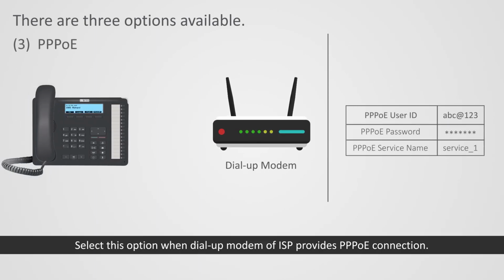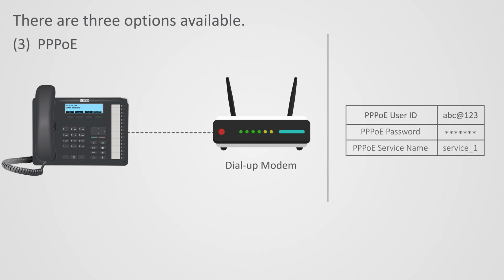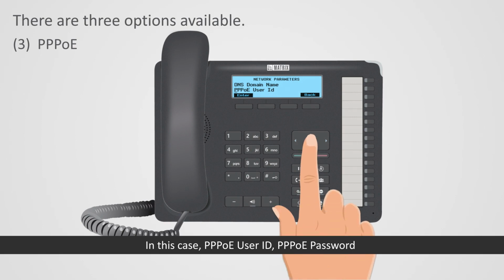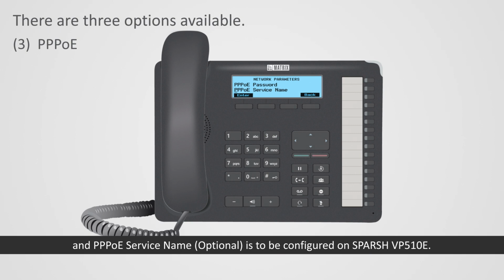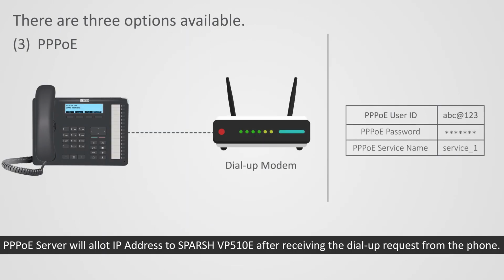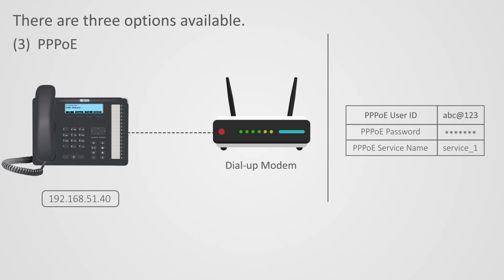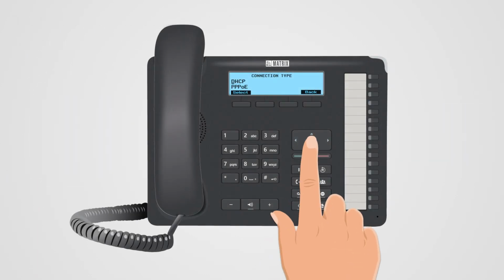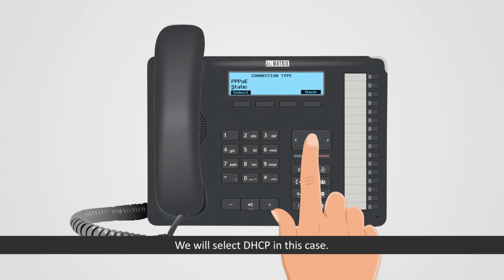3. PPPoE. Select this option when the dial-up modem of ISP provides a PPPoE connection. In this case, PPPoE user ID, PPPoE password, and PPPoE service name is to be configured on SPARSH VP510E. PPPoE server will allocate IP address to SPARSH VP510E after receiving the dial-up request from the phone. We will select DHCP in this case.